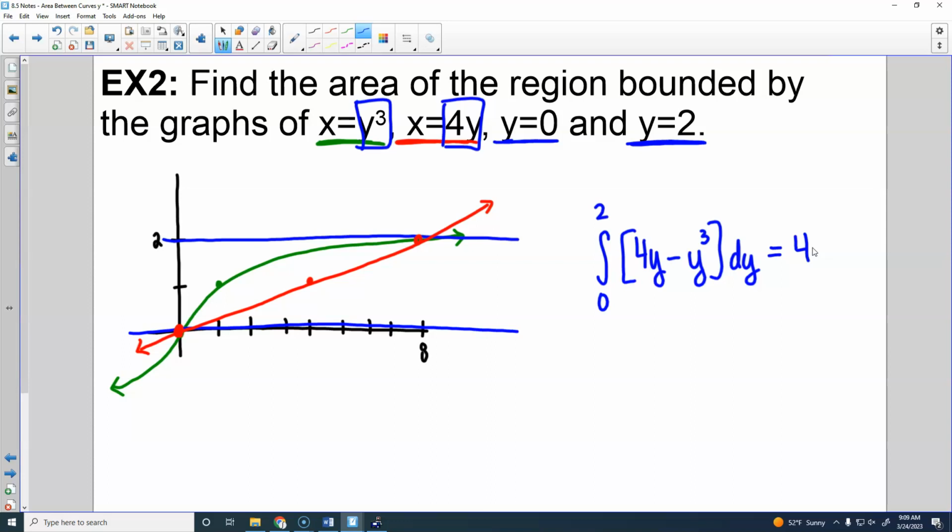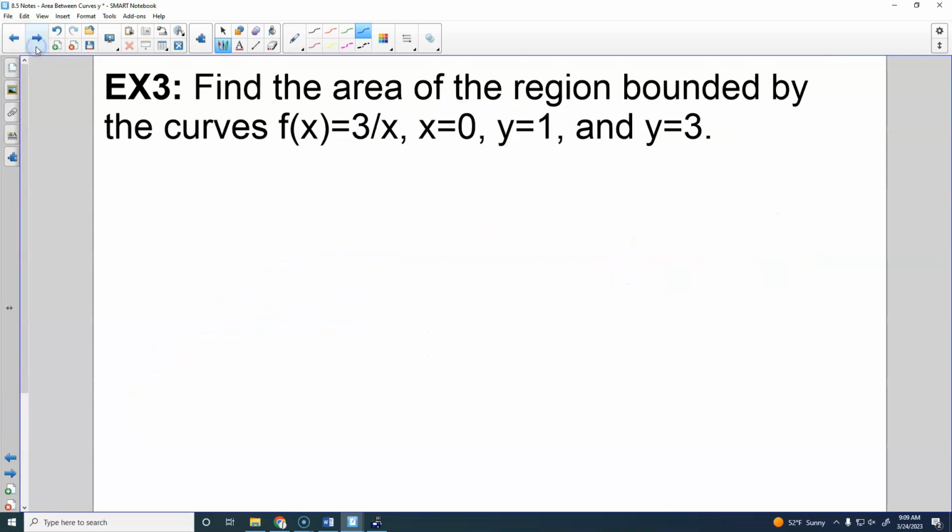It's the same idea as we were doing with the area between curves with respect to the x-axis. You just kind of have to turn everything sideways whenever you're thinking about it.